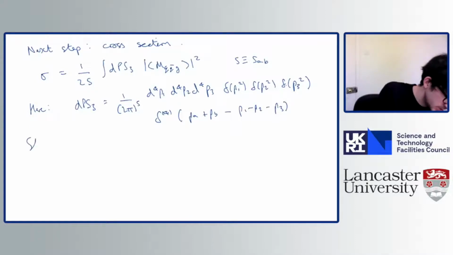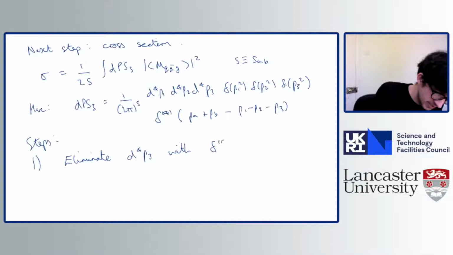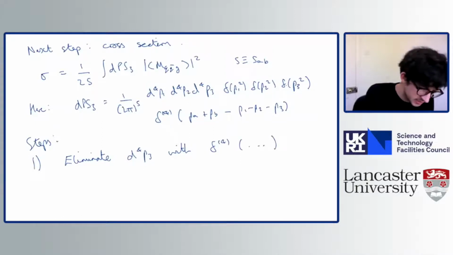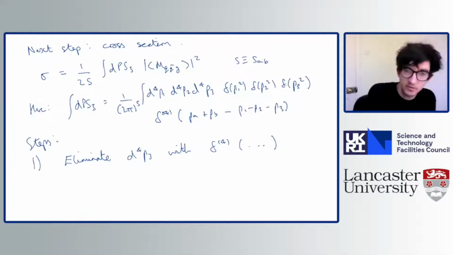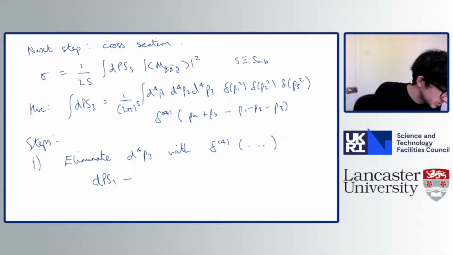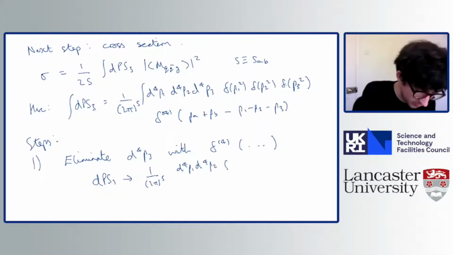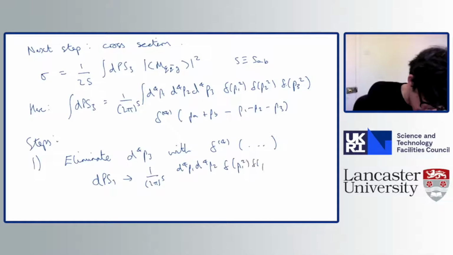So there are various steps to doing that, but in brief, step 1, just to give you an idea of how this would work, is to eliminate the d^4p_3 with the delta^4, so that just hits that and goes straight away once we integrate over this. Indeed, just putting an integral like that, just to be clear. And so dΦ_3 then goes to 1 over (2π)^5, d^4p_1, d^4p_2, and we've got those 3 delta functions, the on-shellness, but also for the third, the gluon.